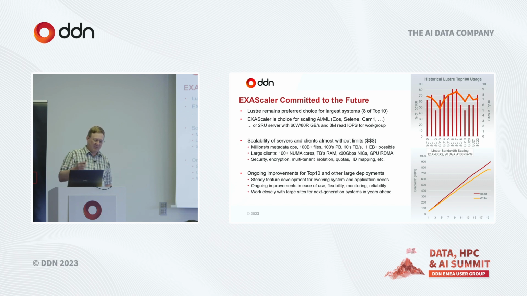We can scale basically as large as systems need it, and it's pretty much proven that EXAScaler is the solution of choice for AI systems. I mean, NVIDIA has deployed it on all of their large SuperPod systems, but we can also scale down on the low side, right? James was talking about the 2U server that can provide workgroup storage for a small lab, but still provide very good performance.